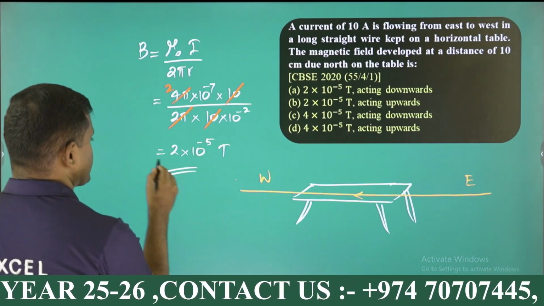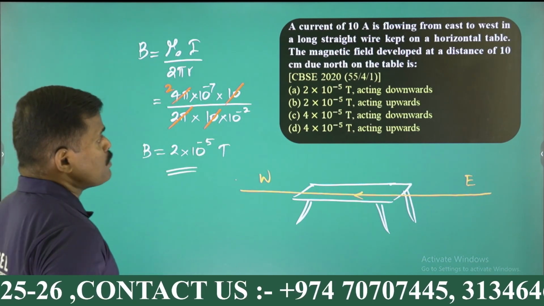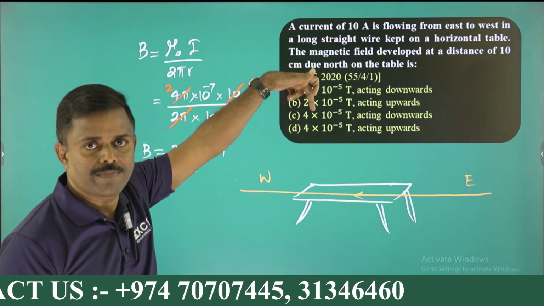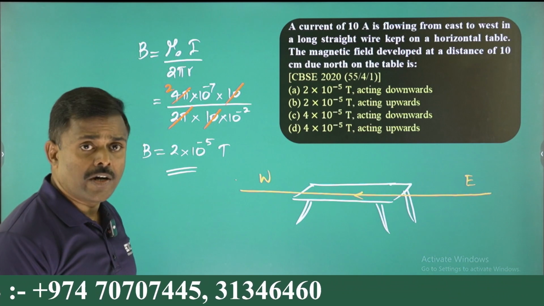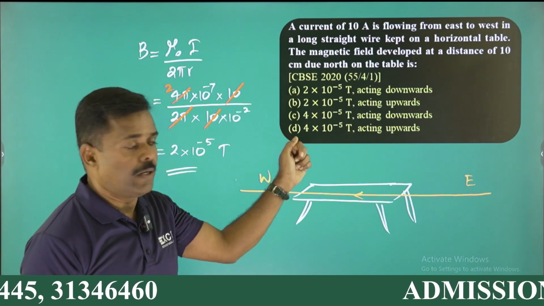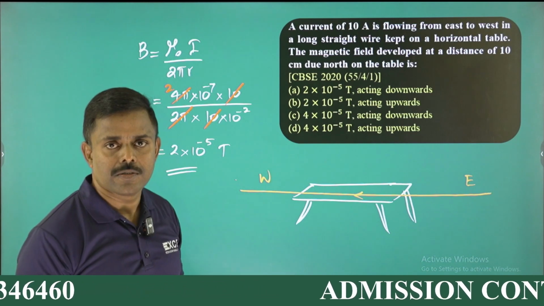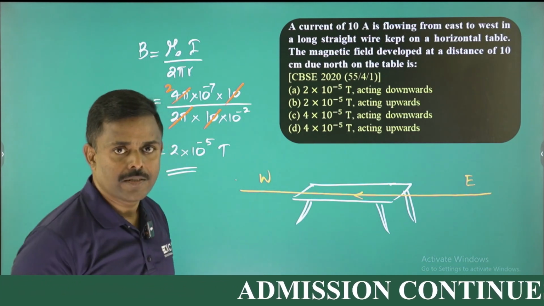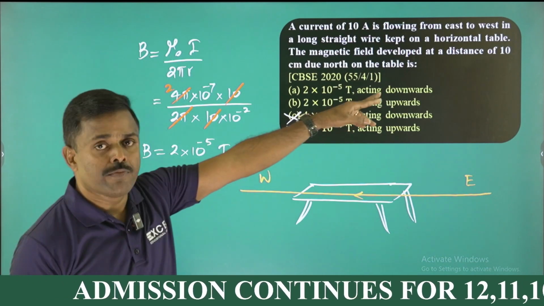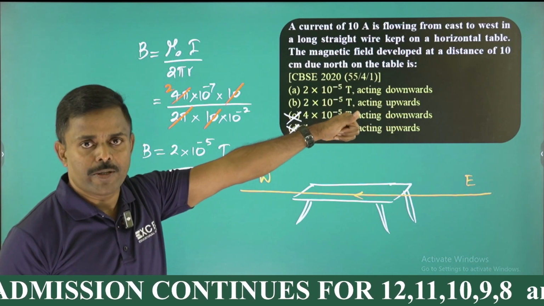This is the value of magnetic field. But there is one more part to it, because there are two options with 2 into 10 raised to minus 5. Correct. So our correct answer should be either option A or B. Option C and option D are ruled out. They are 4 into 10 raised to minus 5, right? So this is gone, that is also ruled out. Now between them, whether it is acting up or down, that is what my question is.